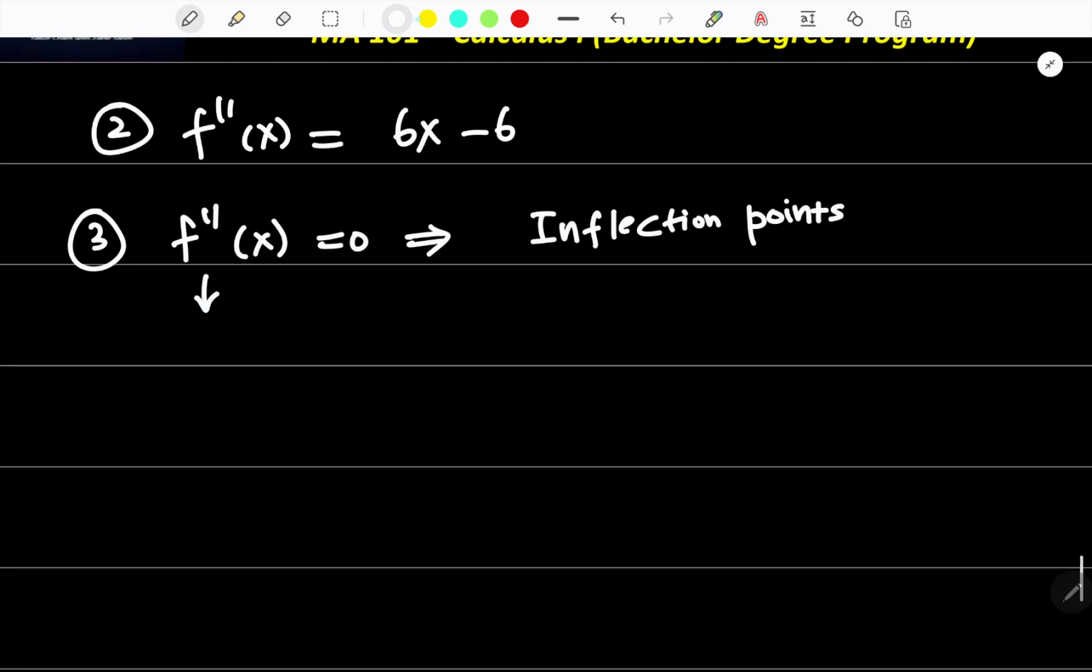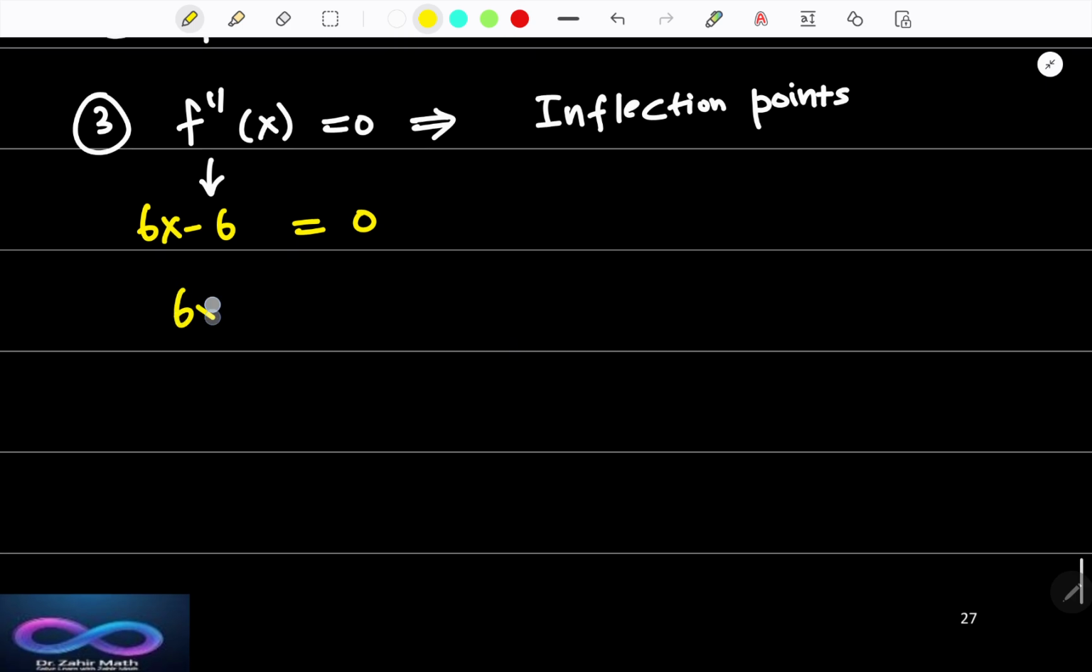So what is f double dash of x? Which is 6x minus 6 equal to 0. So 6x is equal to 6. X is equal to 6 by 6. You're going to get 1. Clear? X is equal to 1.